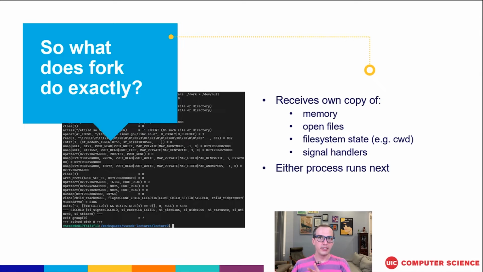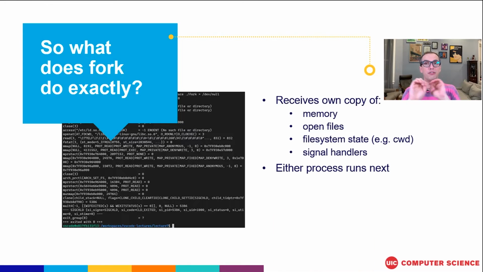Just to review visually really quickly here, fork gets called once and returns twice. Each of these processes, the parent and the child, have their own initially identical copy of the memory that the parent had at the moment that fork was called, but the return value of fork will be 0 in the child and non-zero, based on the child process ID, in the parent. They'll also have their own copy of the open file descriptor table, their own copy of the file system state, what directory they're in, and they'll have their own signal handler settings, which we'll go over next week.